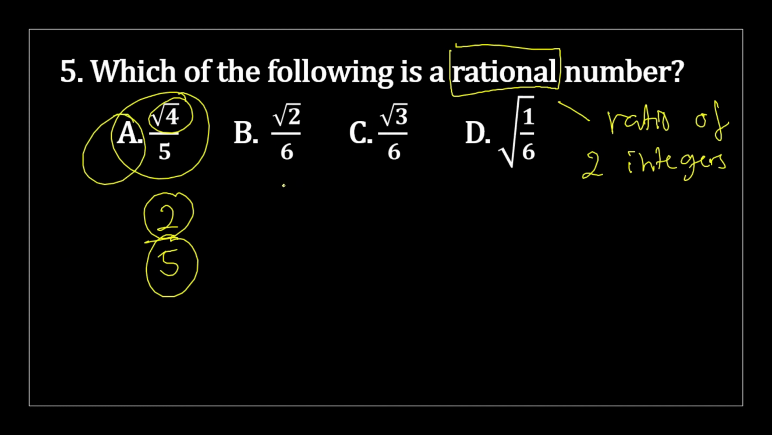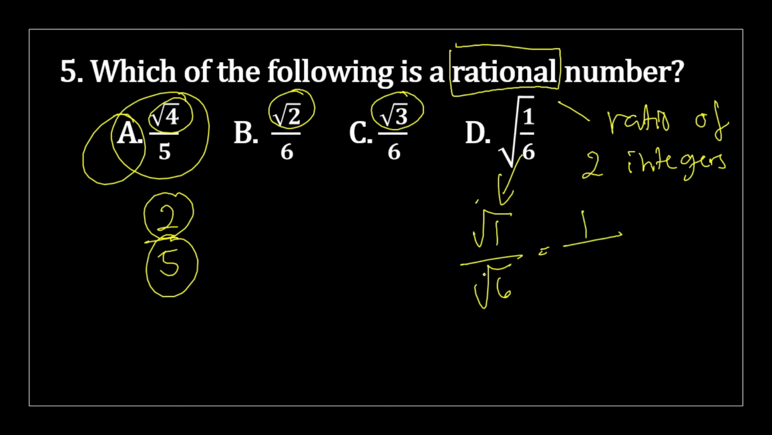Now let's see the other choices. We cannot simplify the square root of 2 as an integer, so therefore this is an irrational number. Same as well with the square root of 3. And letter D, we could rewrite this as the square root of 1 over the square root of 6. Though we can simplify the square root of 1 as 1, we cannot simplify the square root of 6 as a ratio of two numbers. So therefore, this is not a rational number. This is an irrational number. So the answer is letter A.